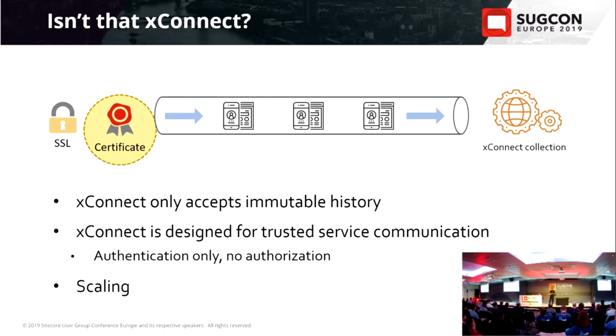xConnect is also designed for trusted communication only. So when you set up your Sitecore instance, for example, you need the thumbprint of your xConnect instance. So if you wanted to communicate to xConnect via mobile devices, then all those mobile devices, or the apps on those mobile devices, are going to have to know the thumbprint of your xConnect instance. So for security, it's probably not the best thing.